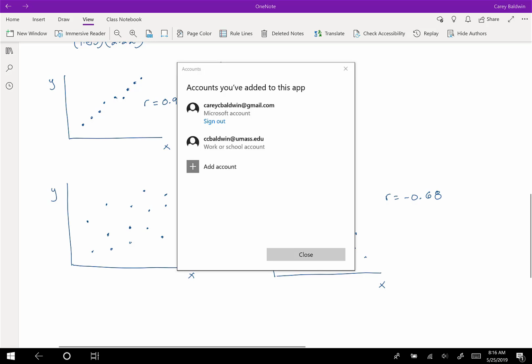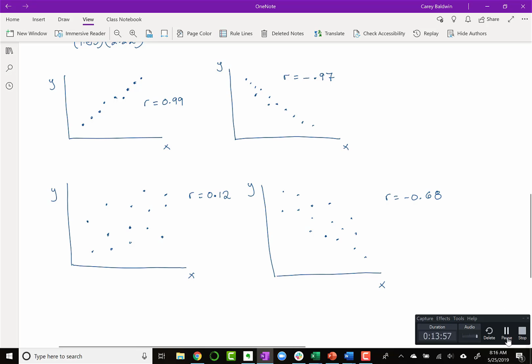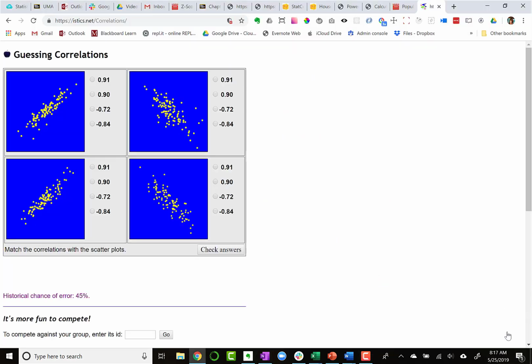I do want to show you one useful tool that I found. This is a game you can play to build some intuition about the correlations and how they manifest in scatter plots. Some of them are harder than others, but at least this gives you an idea of how correlations might be attached to scatter plots.